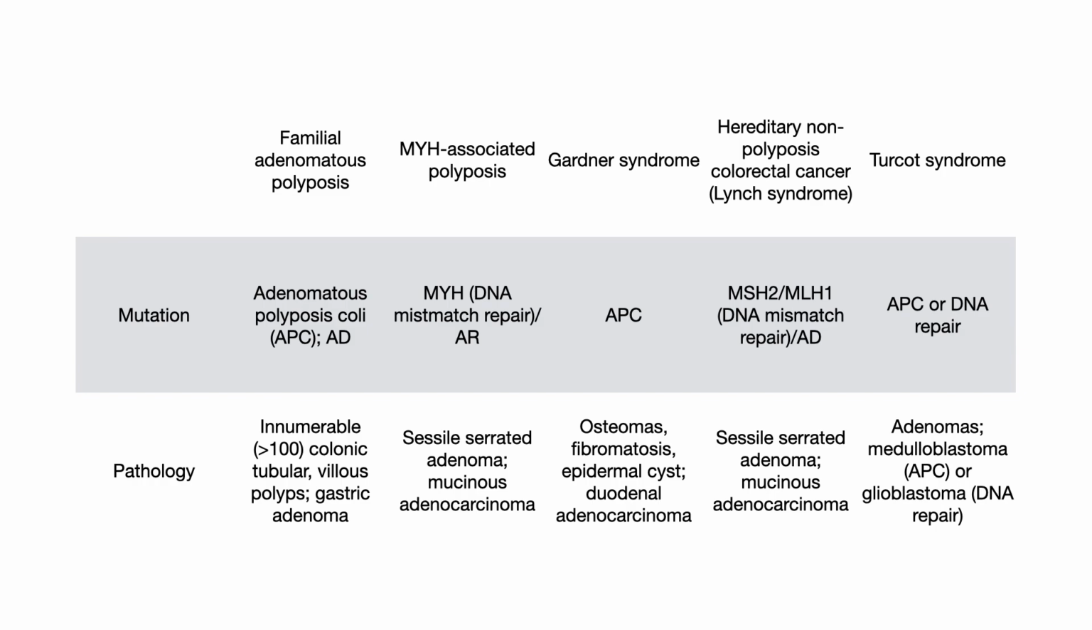Then Gardner and Turcot are two other polyposis conditions. Gardner's is associated with osteomas and some other lesions, and then Turcot is associated with brain tumors. So colon cancer and brain tumors. If they have the APC gene, it's associated with medulloblastoma. If they have the DNA repair gene, it's associated with glioblastoma, and then they have the adenomas and potential for colon cancer as well.